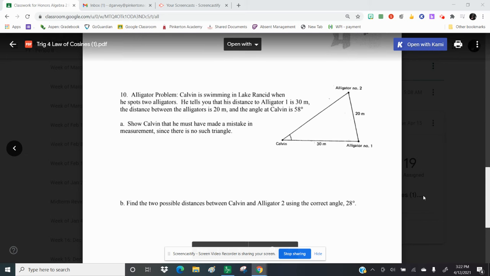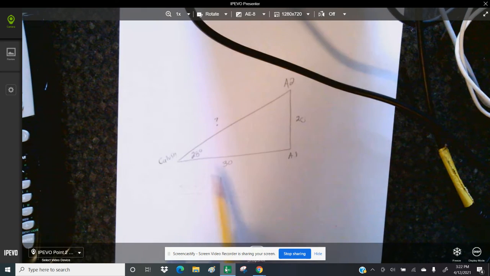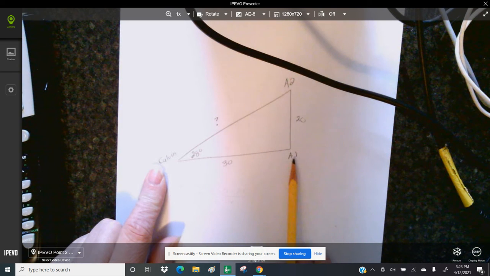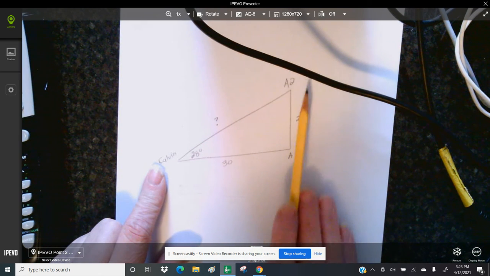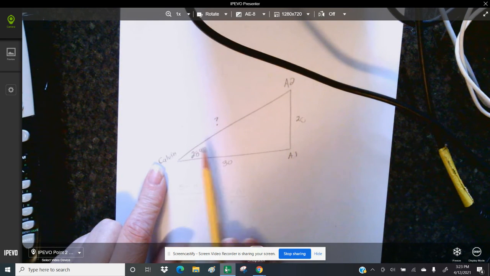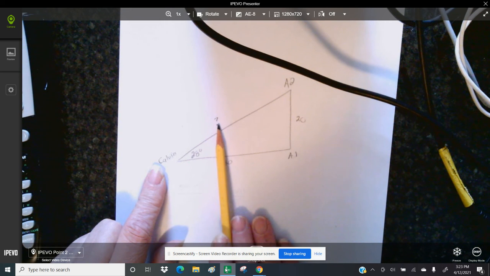This is a 10B on Trig 9. So I drew it out, and they tell you that the distance between Calvin and the first alligator is 30 meters, and the distance between the two alligators is 20 meters, and they tell you that the angle at Calvin is 28 degrees, and they're asking for two different lengths here.